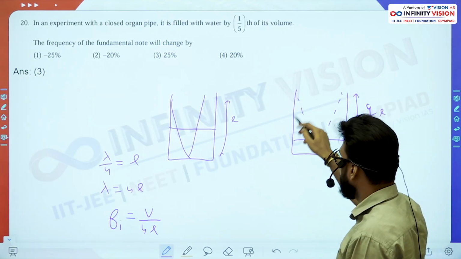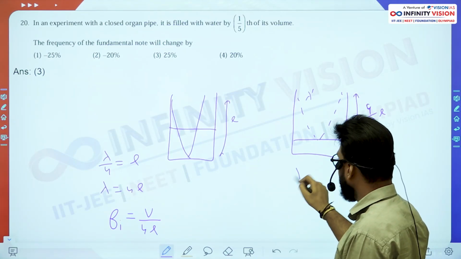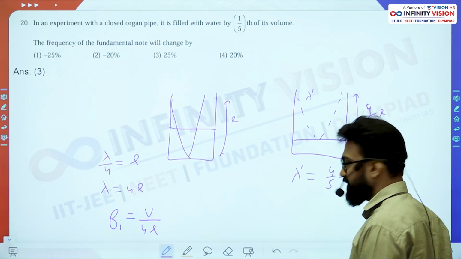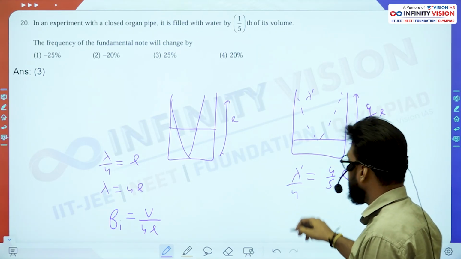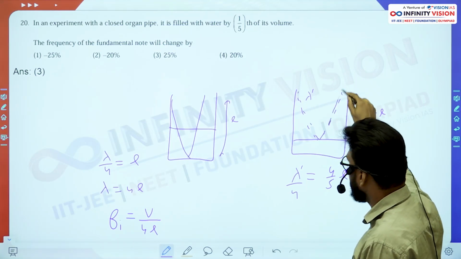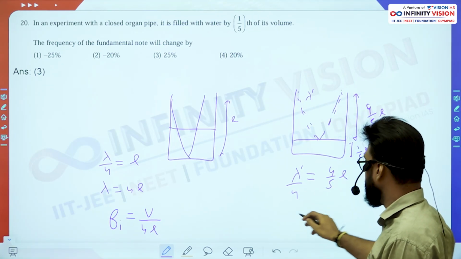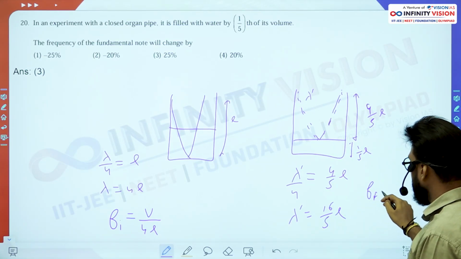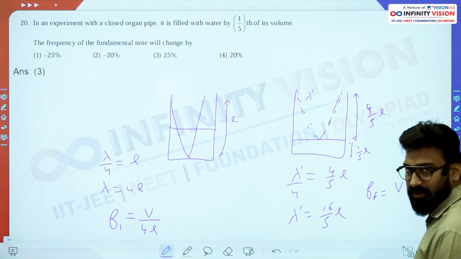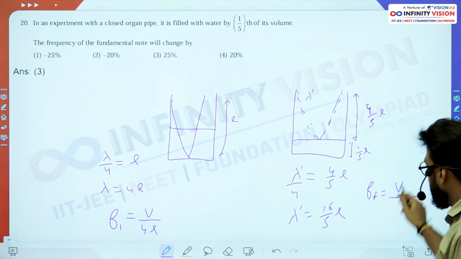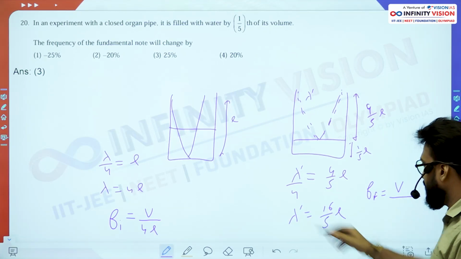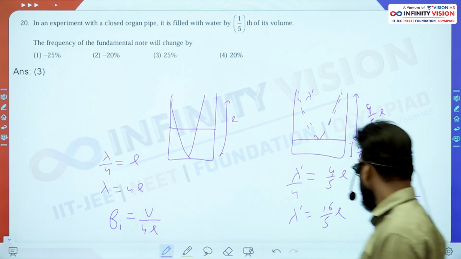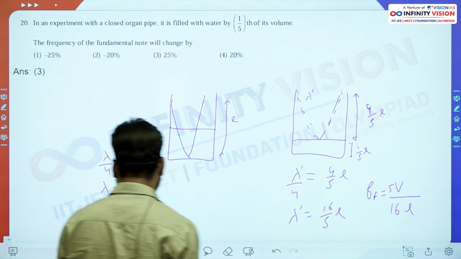In this, let the wavelength be lambda dash. So this lambda dash wavelength must be equal to 4 by 5 times of L. Lambda dash by 4 must be equal to this, because this will produce a fundamental mode. So lambda dash comes out to be 16 by 5 L. Now the final frequency comes out to be, speed of sound will remain the same in air, so V by lambda dash, which is V by 16 by 5 L. So this is the final frequency that we are getting.